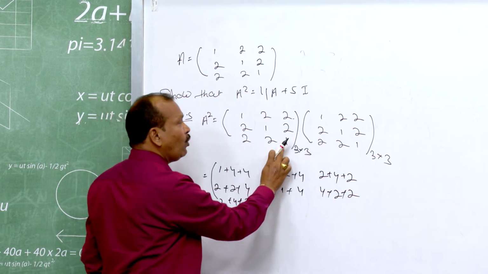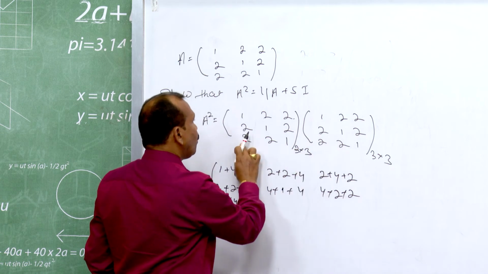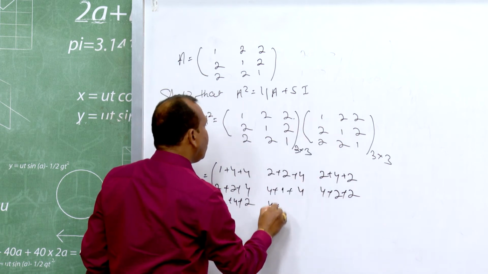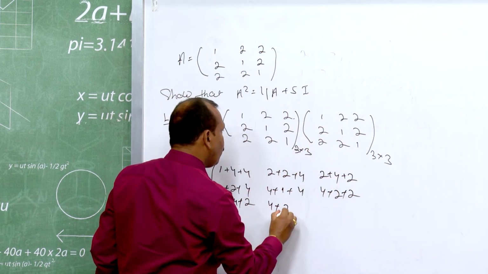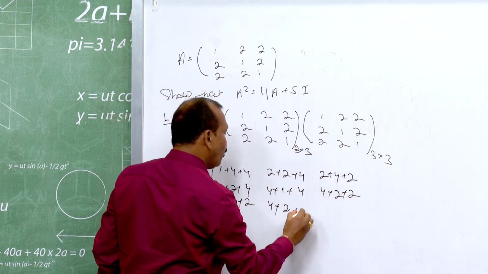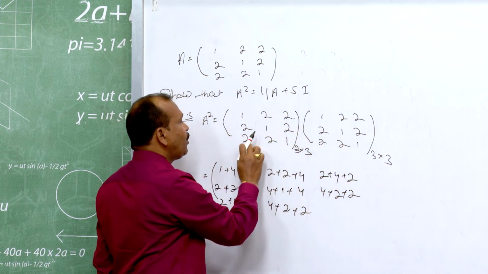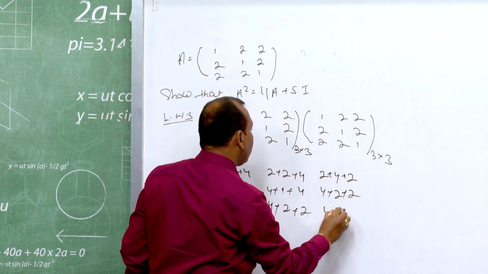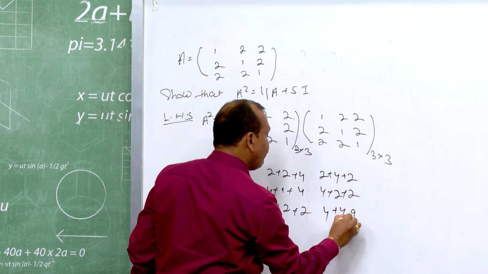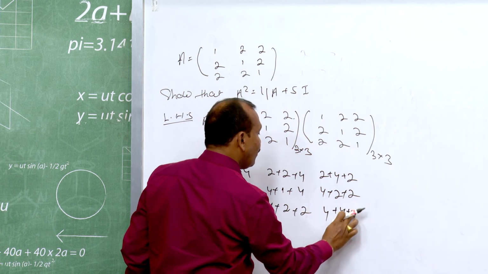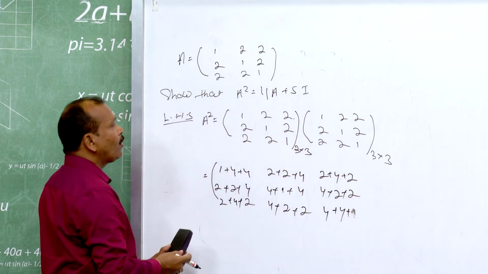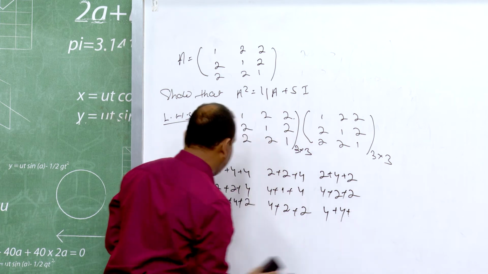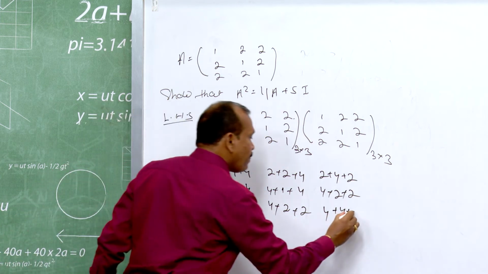So, the third row with second column, 2 into 2 that is equal to 4, plus 2 into 1, plus 1 into 2 is equal to 2. Same thing, 2 into 2 is equal to 4, plus 1 into 1 is equal to 1.